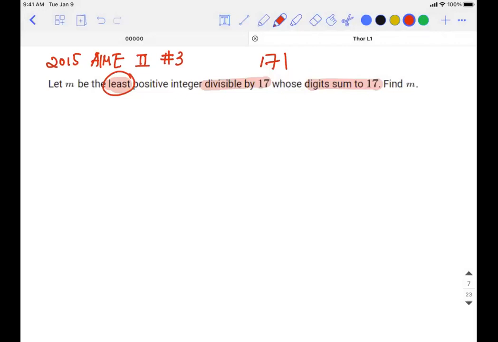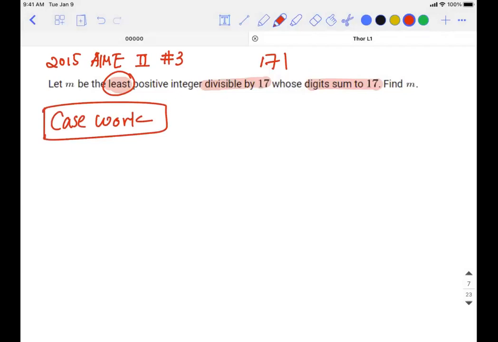Actually, my first reaction would be, let's try to do some casework. Because it looks like this number can't be too big, right? It shouldn't be a huge, huge number. A number can be divisible by 17, and the total sum is 17. Let's try to do some casework.